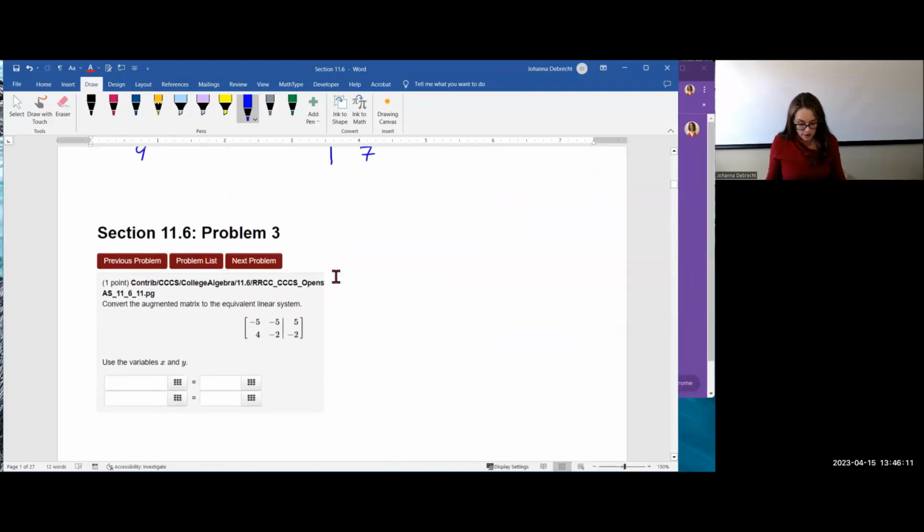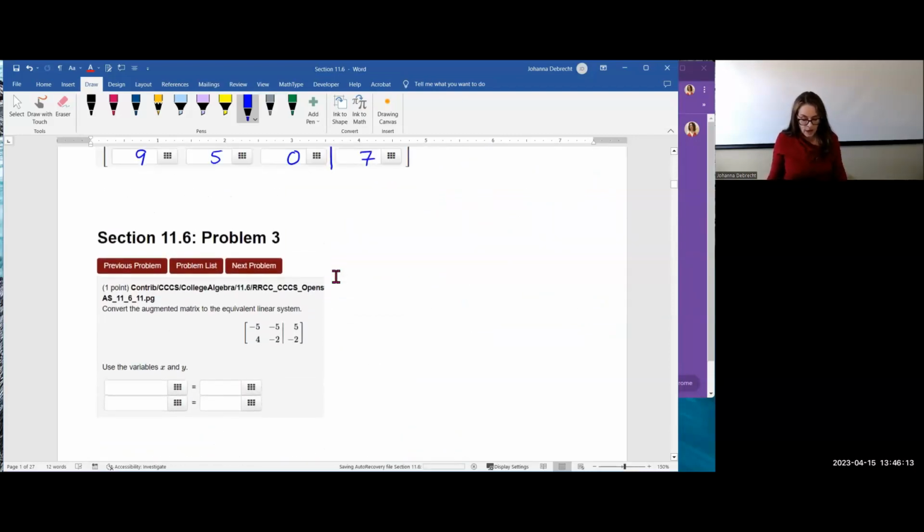We have one more to look at, problem number 3. We want to convert the augmented matrix back to an equivalent linear system. So I identify where the long vertical bar is, and then I count the number of columns on the left side. That tells me how many variables I have. So this must be x's and this must be y's. So I've only got x and y, not x, y, and z.